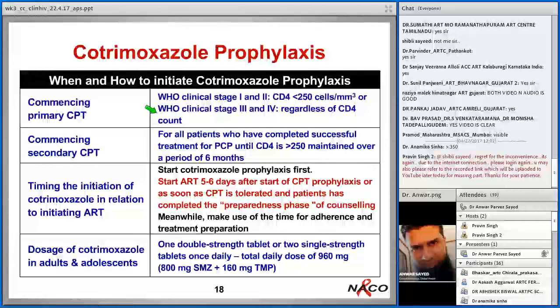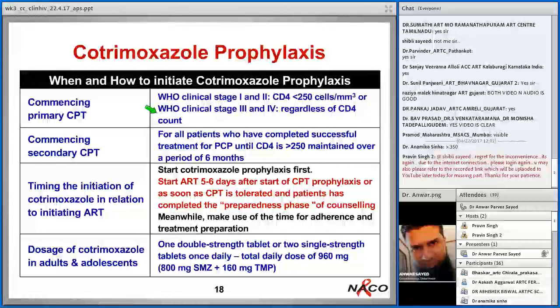Then dosage of Cotrimoxazole: one double strength or 2 single strength tablets per day will be required. Everyone is aware that Cotrimoxazole contains 2 drugs, sulfamethoxazole and trimethoprim. Sulfamethoxazole is given at a dose of 800 mg in double strength tablets, and trimethoprim 160 mg. In single strength, the dose will be half.